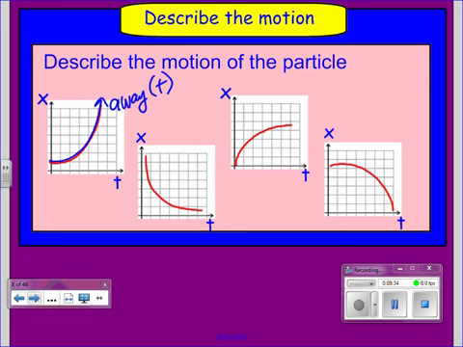The question now is, is the object speeding up or slowing down? Well, let's look at what the slope is doing. Is the slope getting steeper or less steep? You can see the slope is very shallow at the beginning, but then starts to get higher and higher as we go up.